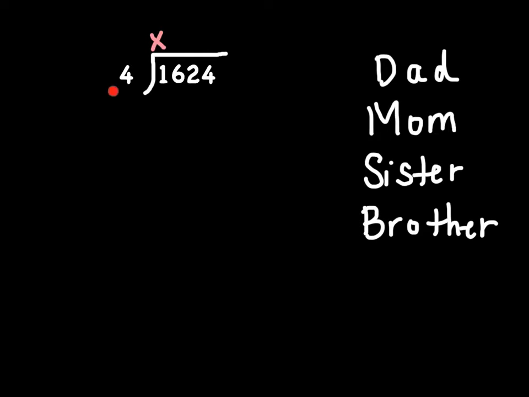Now we're going to go ahead and test if 4 goes into 16. In this case, 4 does go into 16. And how many times does it go in? It goes in 4 times. So we divided. Now we're going to multiply. 4 times 4 is exactly 16. So we subtract and then bring down the next number. So we're going to bring down a 2.